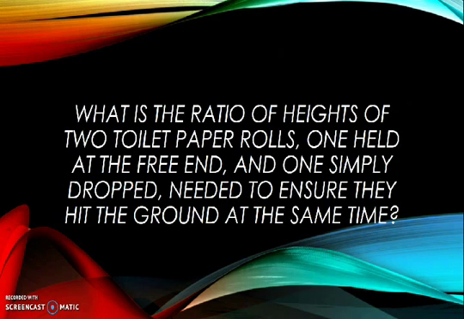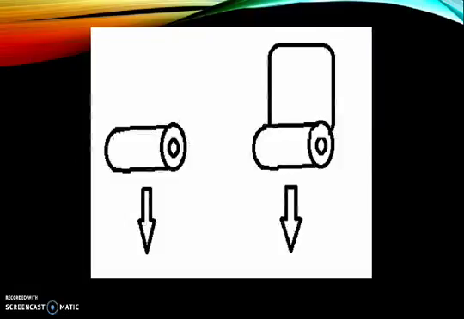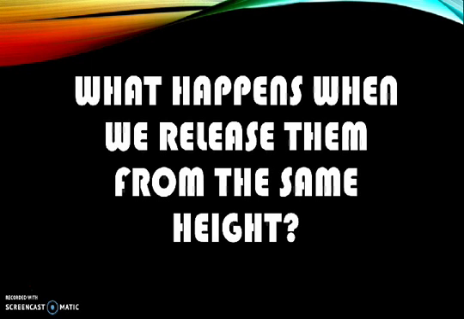So, the question is, what is the ratio of heights of two toilet paper rolls, one held at the free end, and one simply dropped, needed to ensure that they hit the ground at the same time? What does this mean? Well, I'll be simply dropping one toilet paper roll and let gravity do all the work with one of the trials, and the other trial will be with me holding the free end of the toilet paper roll and letting it unroll while falling. And the entire task is to find a ratio of height so that they hit the ground at the same time.